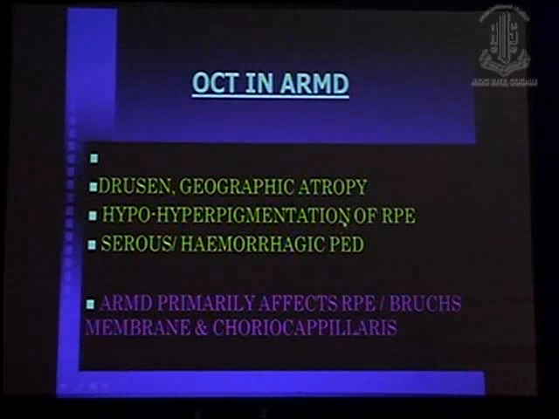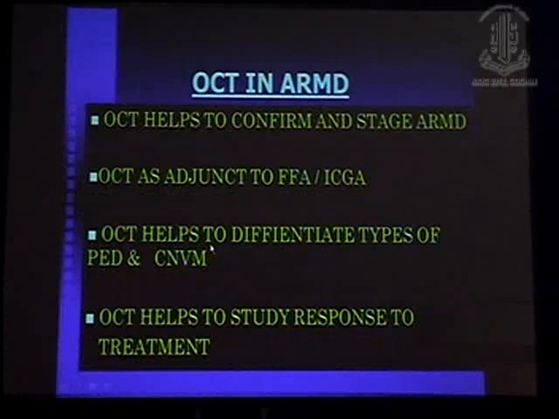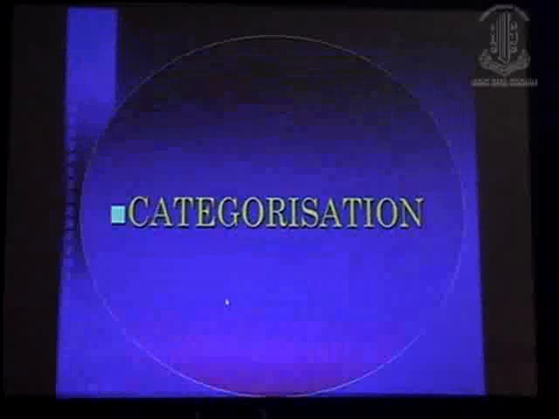Now we come to ARMD. When we're talking of ARMD, we will be talking about drusen, geographic atrophy, hyperpigmentation of the RPE, serous hemorrhagic PED, and the CNVMs. It helps us to confirm and to stage the ARMD, whether we are talking about a dry or a wet type, and what kind of lesion and at what level. It helps as an adjunct to FFA and ICG. It helps to differentiate types of PED and CNVM, and also helps to study response to treatment.